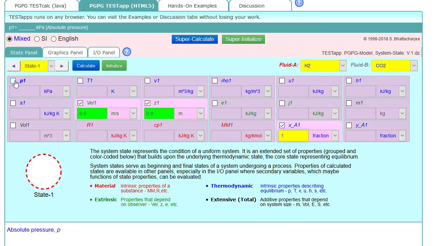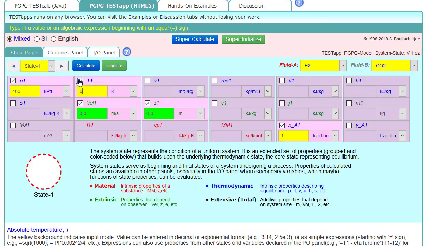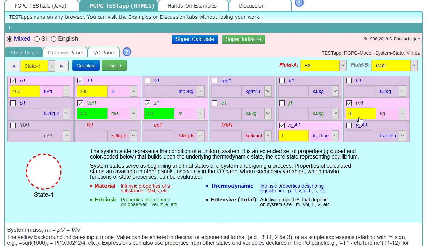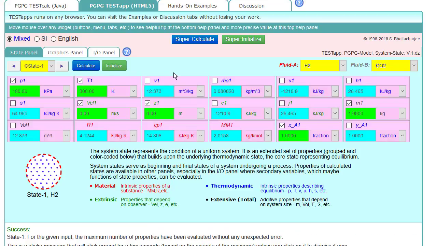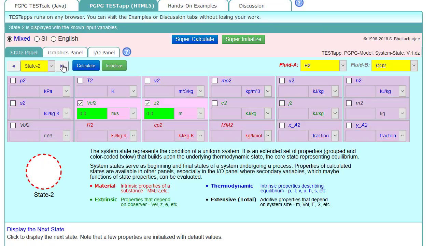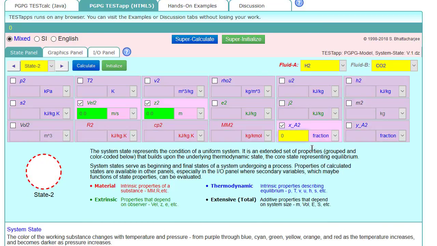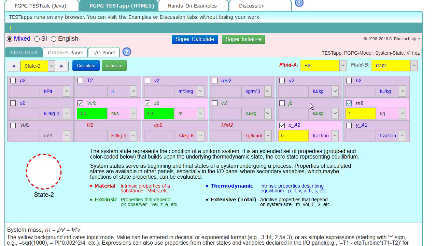And then we'll enter that the pressure was 100 kPa and temperature is 300 Kelvin. We know that the mass is 1 kilogram, and that should be enough information to get the rest of our thermodynamic properties. And then the next fluid was pure CO2, so the mass fraction of fluid A will be 0, showing that it's pure CO2. Again, the mass is 1 kilogram.